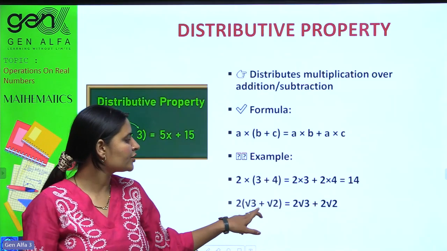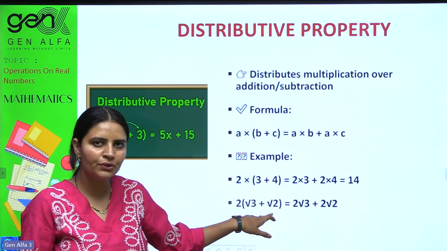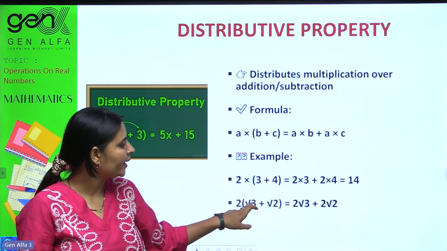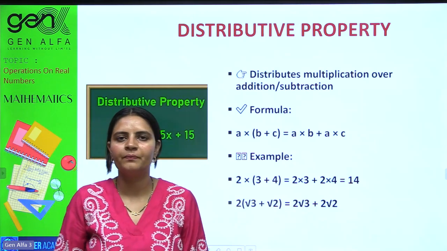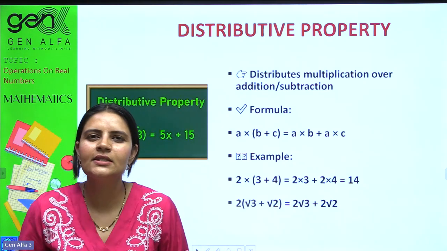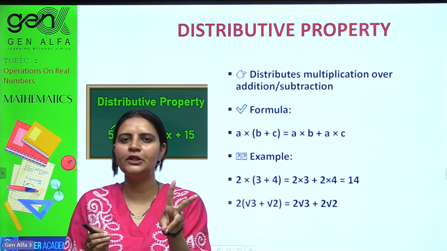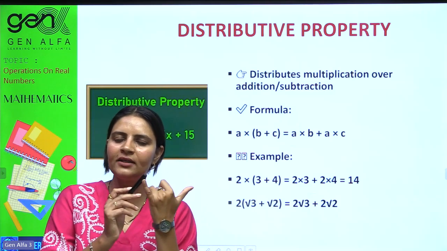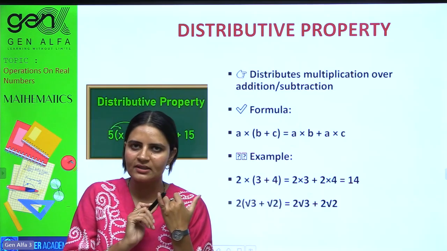It goes with the irrationals too. 2 multiplied by under root 3 plus under root 2. Then 2 would be multiplied by under root 3, and 2 would be multiplied by under root 2. Yes, the distributive property just takes the involvement of two signs. It could be negative and multiplication. It could be multiplication and positive.